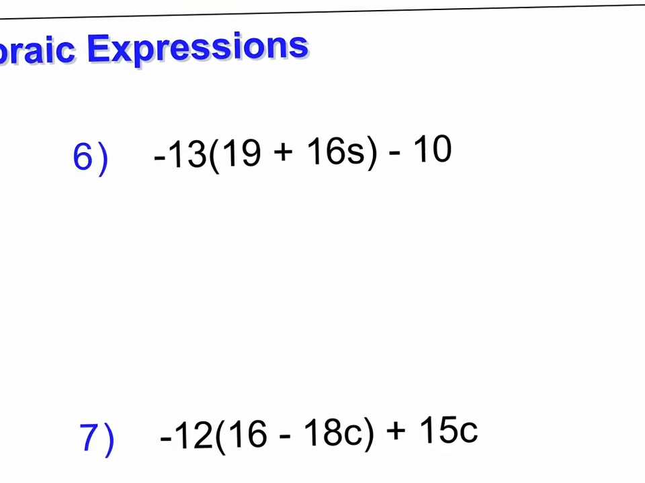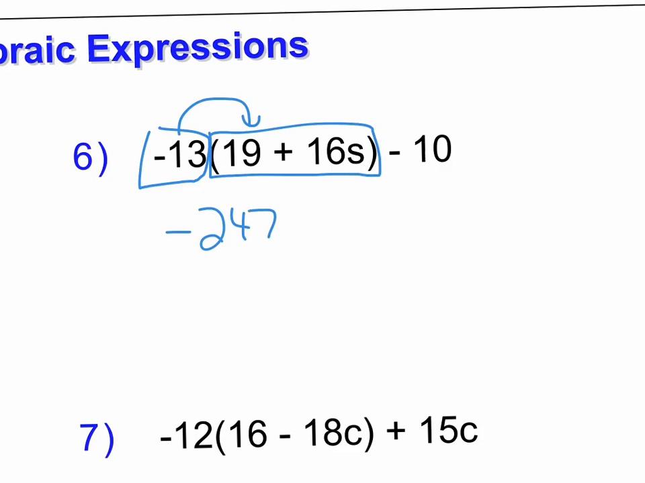All right, going on to number 6. So this negative 13 is being multiplied by that 19 plus 16s. So you're just going to go ahead and multiply it by each individual term. So negative 13 times positive 19. A negative times a positive is a negative. So 13 times 19 is 247. Then you're going to take negative 13 times a positive 16s, right? That would be a negative. Negative times a positive is a negative. 16 times 13 is 208. And then we have that s. And then you still have that negative 10.